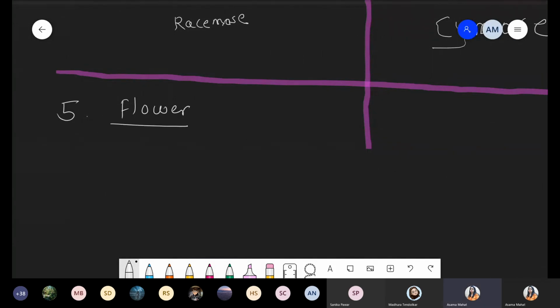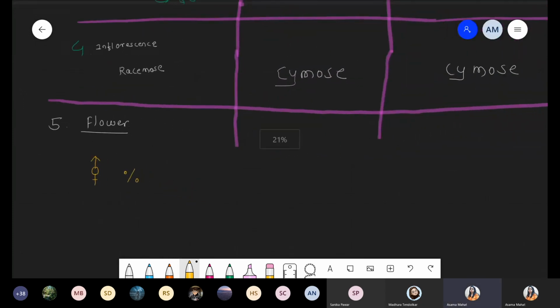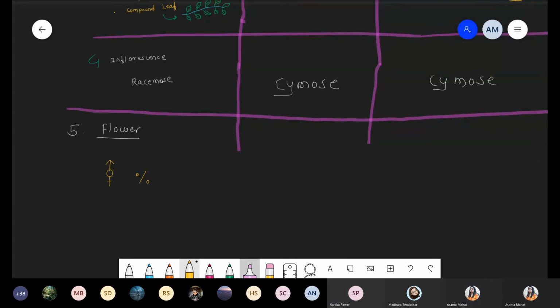With respect to flower, just quickly tell me. We are giving this symbol and along with that we are representing like this. So what is the meaning of that? We are representing it in symbol. Let's discuss what is the meaning of that symbol. It is bisexual.